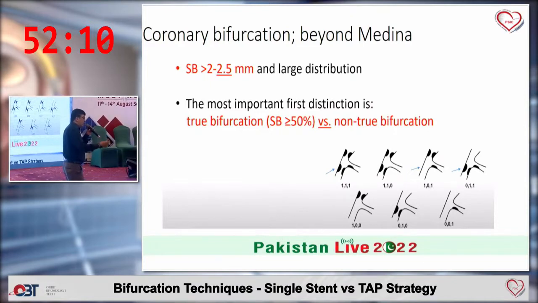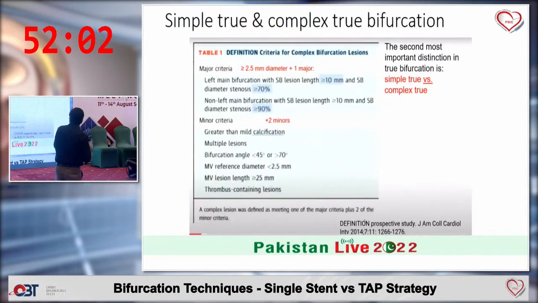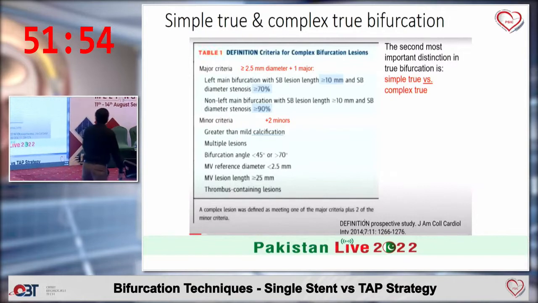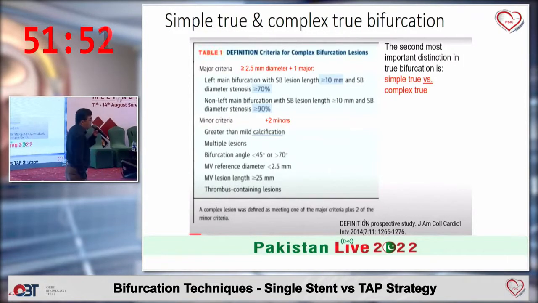If the side branch is quite large, the ostium is more than 60 to 70% diseased, and its length is more than 10 millimeter. This comes from a definition criteria by Chen et al., a paper in 2015 in which they defined a complex side branch. It entails that the side branch has to be more than 2.5 millimeter, and it has one major criterion, which may be a left main branch with side branch more than 10 millimeter and more than 70% stenosis when it comes to the circumflex of a left main bifurcation, and more than 90% stenosis elsewhere.